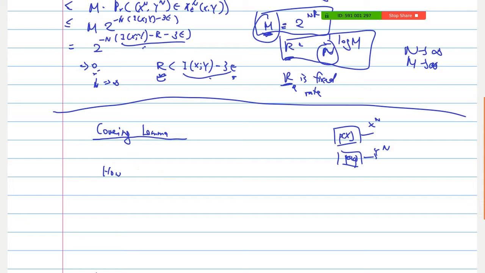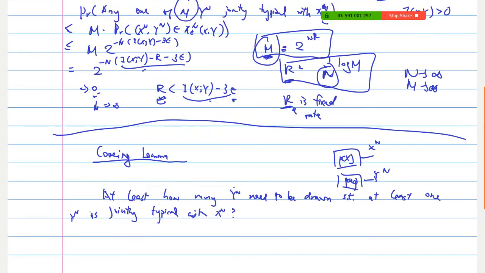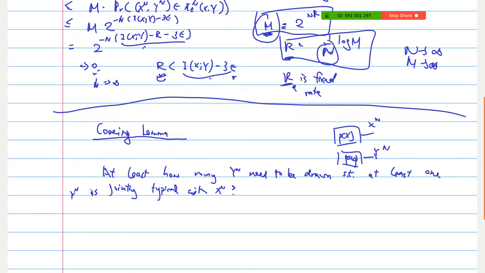So it's kind of opposite: we want to know at least how many yn need to be drawn such that at least one yn is jointly typical with xn, something like that. Basically, the result can be surprising or not surprising, depending on how you think of this.